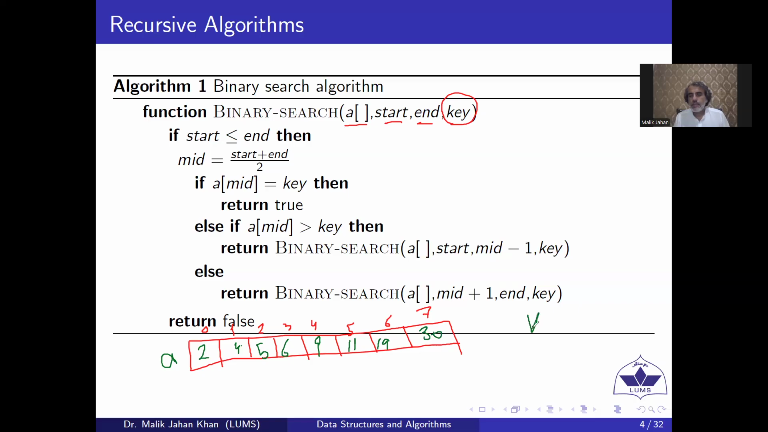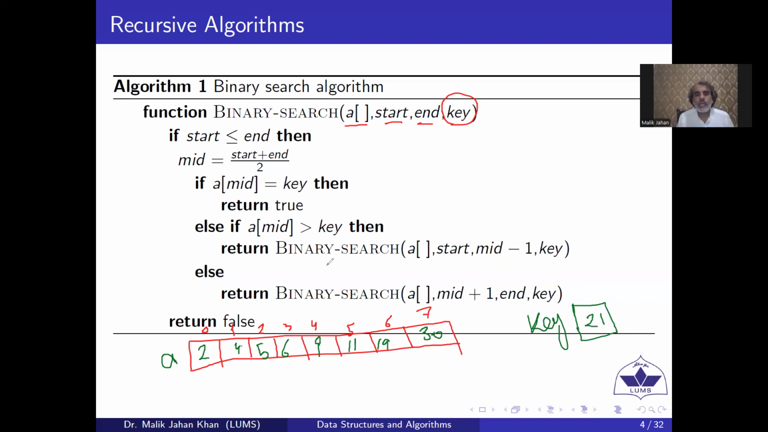The additional thing which we have been given over here is the key. So key is the kind of data point or data element which we are interested in locating inside this array. So for example, we have been given an element which is, let's say, 21. So our task is to look for 21.